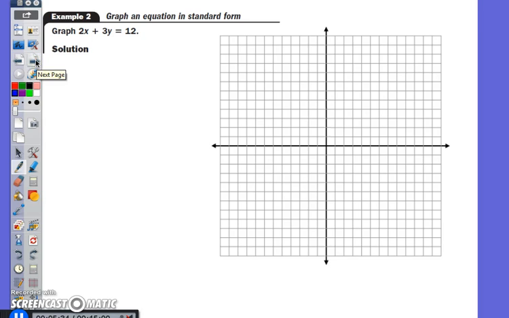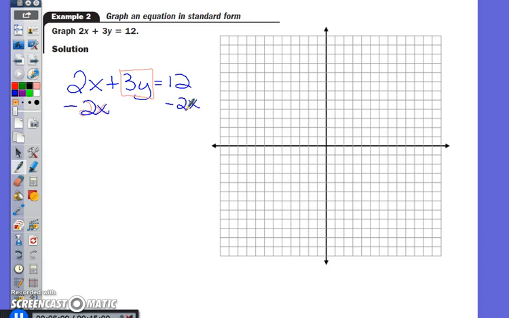Example 2. Here is in standard form: 2x plus 3y equals 12. Again, standard form, you cannot graph until we get it into slope-intercept form. So what we're going to do is solve for y. So again, we have to get this y alone. Subtract the 2x. We do it in blue. Subtract the 2x, right? So these go away. You're left with 3y equals a negative 2x. This 12 is positive, so plus 12.